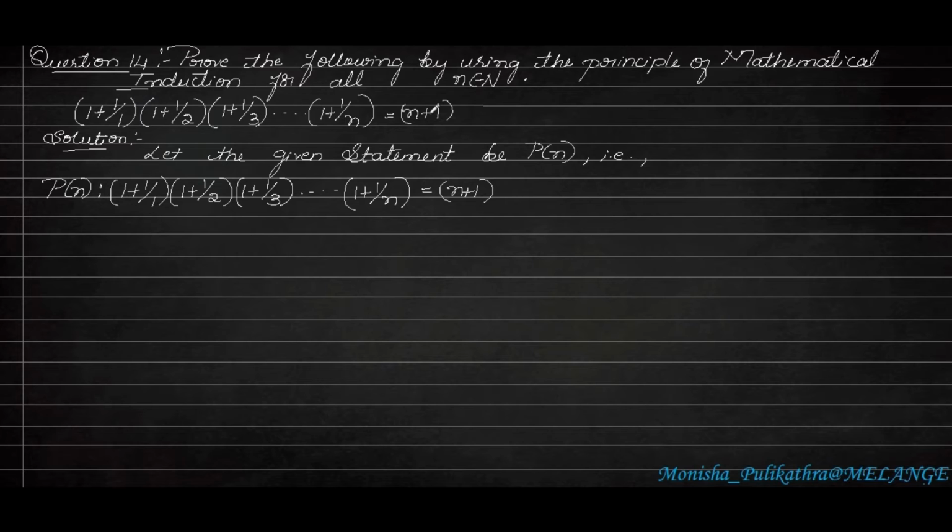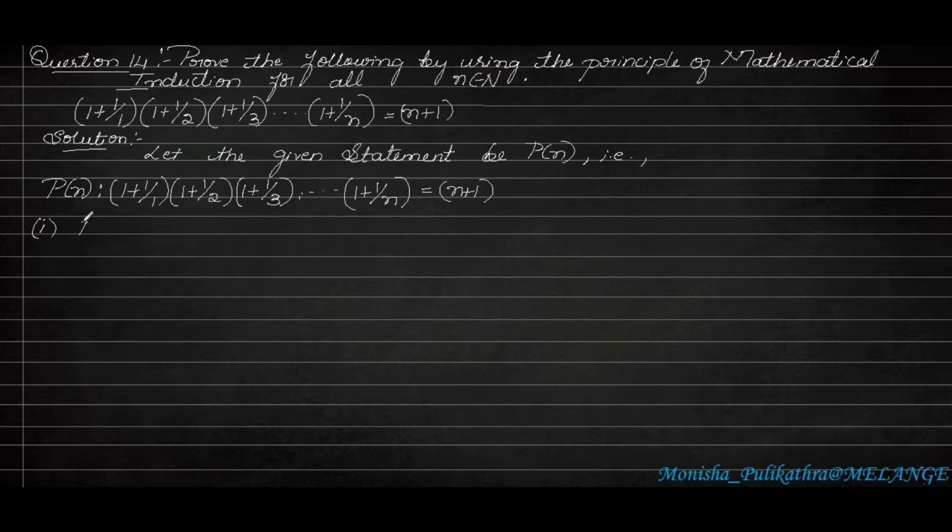So the 14th question, the whole series I have equated to P of n. So P of n is (1 plus 1 by 1) into (1 plus 1 by 2) into (1 plus 1 by 3). It is all multiplication. There is no addition symbol between the terms here. Okay, everything is in multiplication form, and so on, up to (1 plus 1 by n) is equal to n plus 1. So this is the first step of doing it.